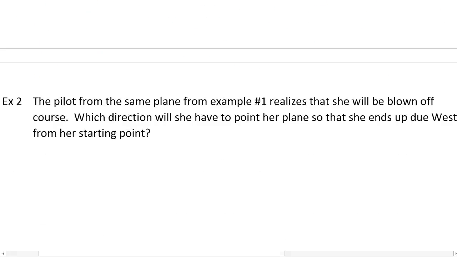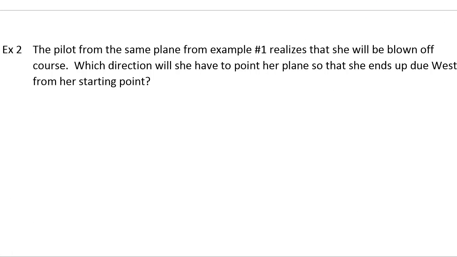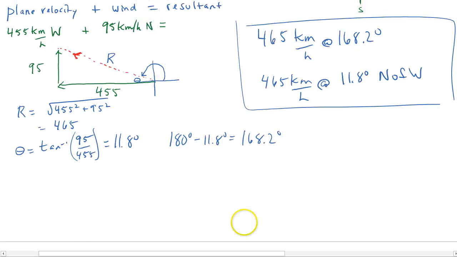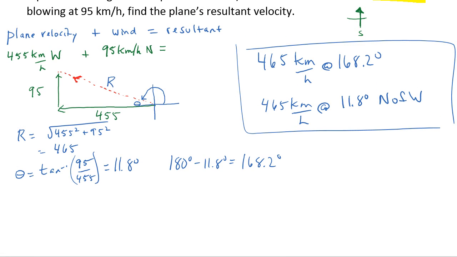Let's take a look at number 2. Now, the pilot from the same plane from example 1 realizes, she took this physics class, and she realizes she's going to be blown off course. What if, going back to the diagram, she's starting here and she's going to get blown off that way, she's going to end up somewhere further north than where she wanted to be.